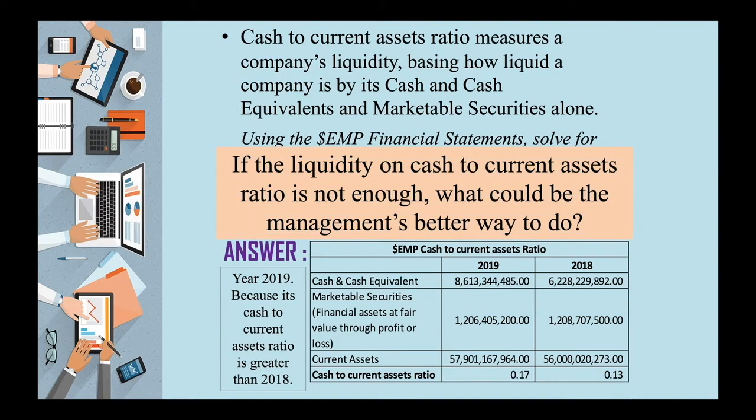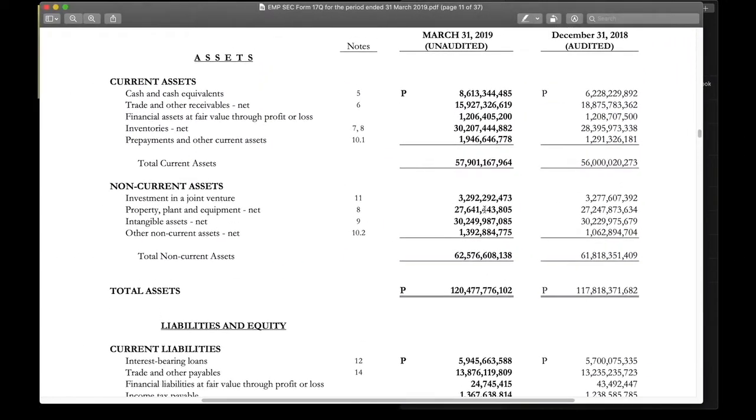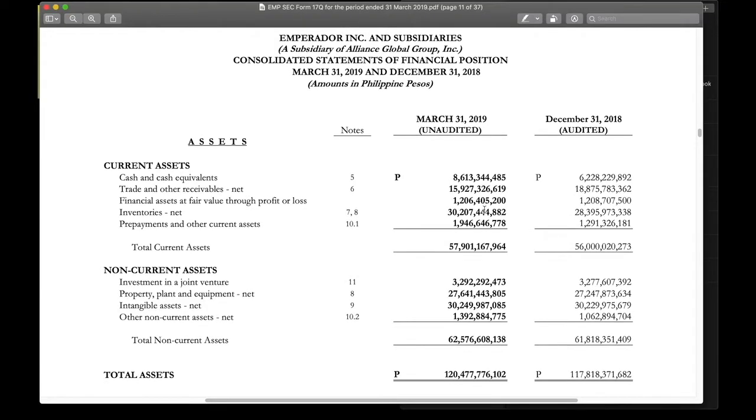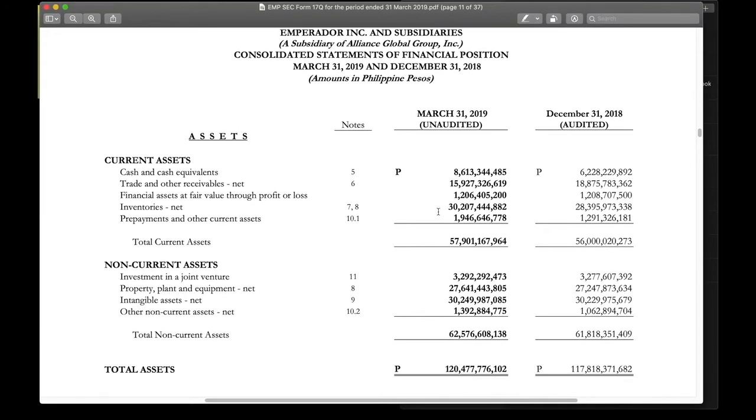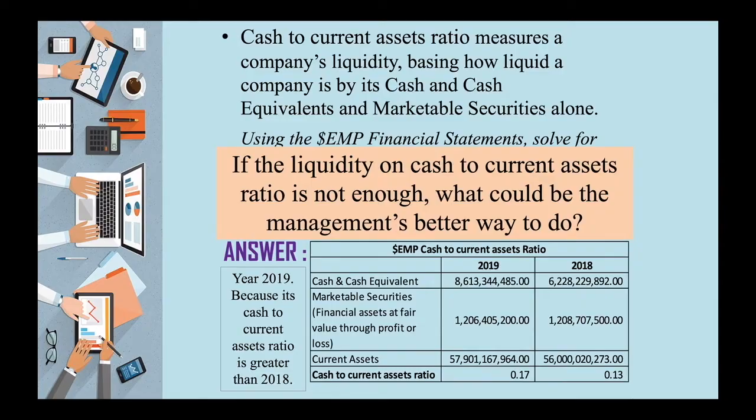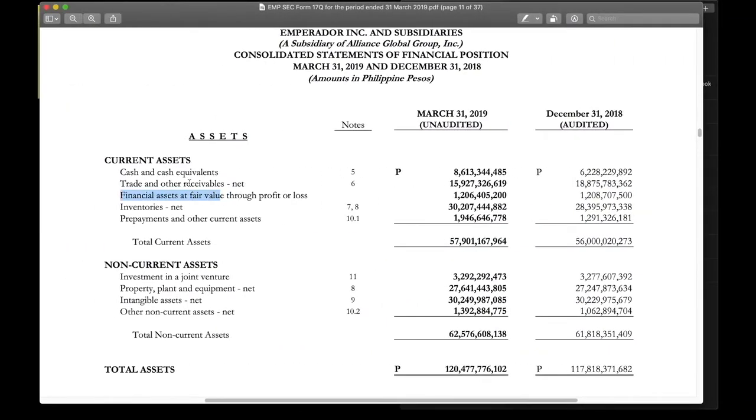So, if the liquidity on cash to current assets ratio is not enough, what could be the management's better way to do? Halimbawa, hindi nag-cash itong cash and cash equivalents tapos marketable securities. Ano yung pwede natin gawin? If you look on the financial statements, especially sa ating balance sheet, no? Kapag hindi nag-cash yung cash and cash equivalent saka yung marketable securities, itong financial assets, ano yung pwede natin gawin? As you can see, big part of the total current assets is the inventory.